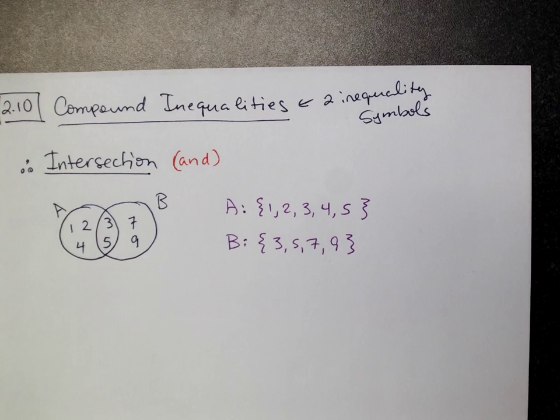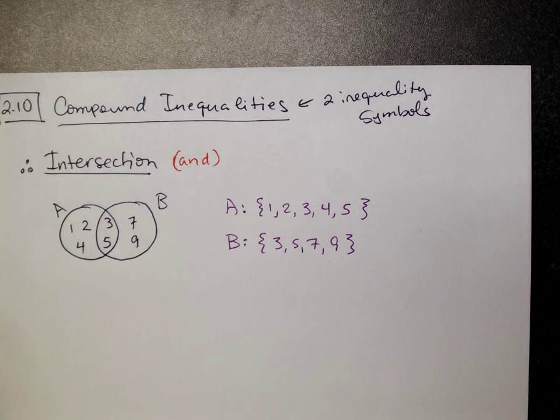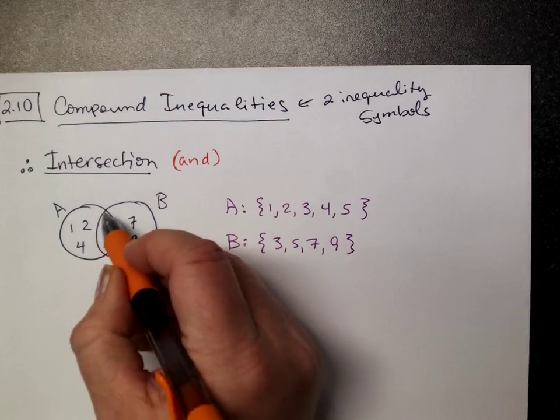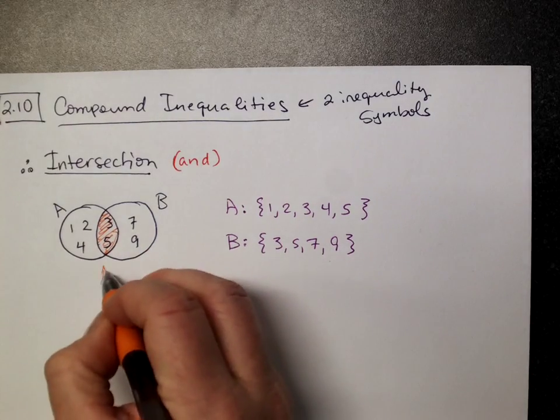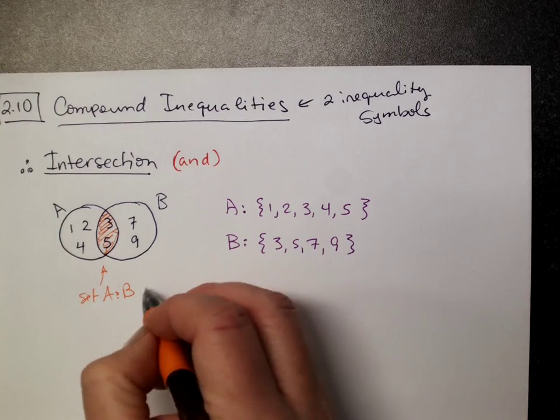But these two sets interact in a certain way. Are there any members or elements that are the same for both? Yeah. We've got two elements in this case that are. That overlap is where set A and B intersect.